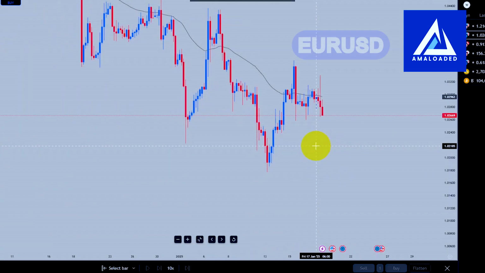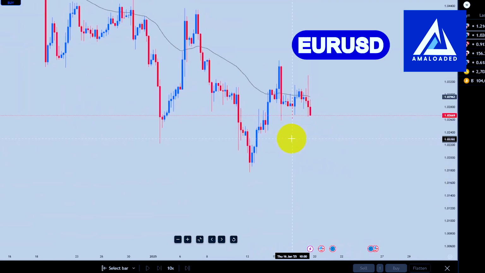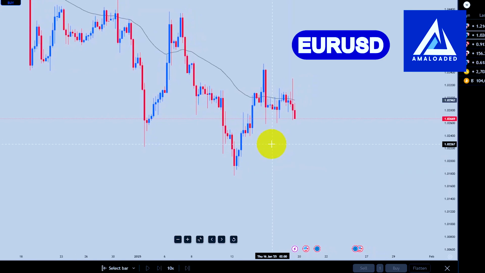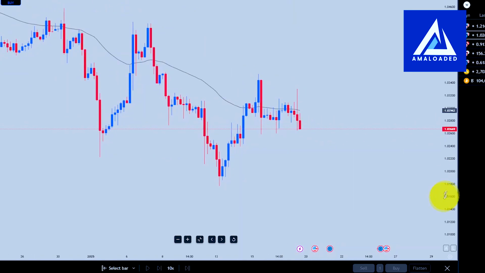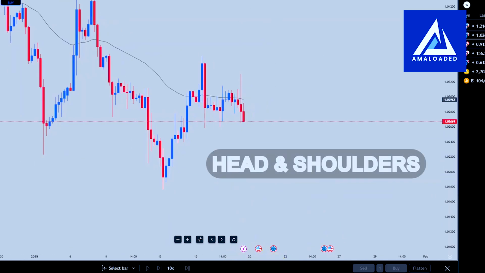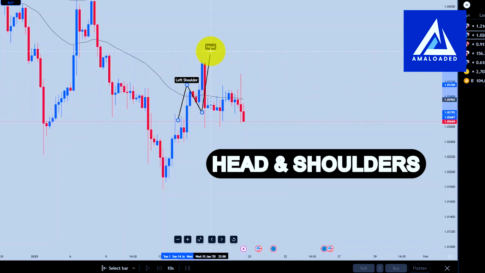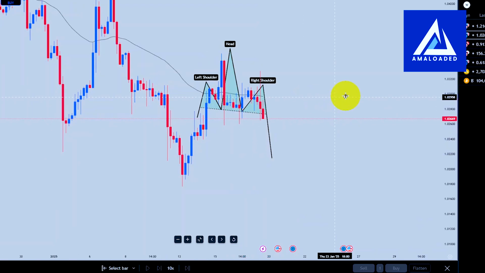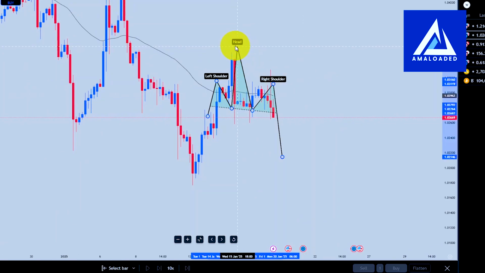On the chart of Euro USD, you agree with me that the sellers are the ones dominating the market at the moment. And the pattern that signifies the presence of sellers in the market is this head and shoulders. We have a shoulder here, then the head here, then the right shoulder here. Then we're expecting the price action to continue the movement. This head and shoulders is a very strong pattern that represents the domination of the sellers in the market.